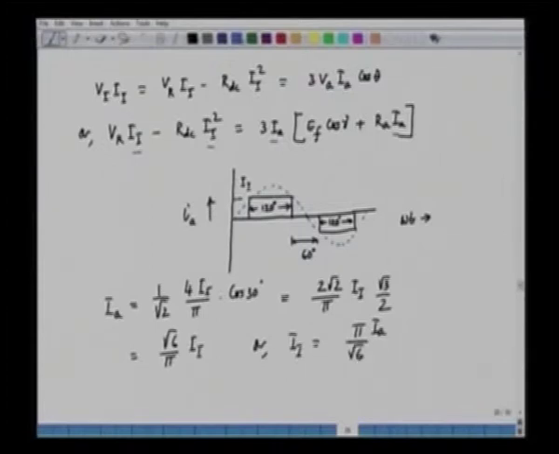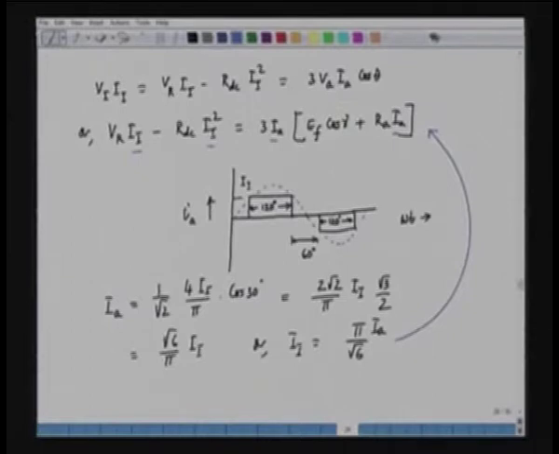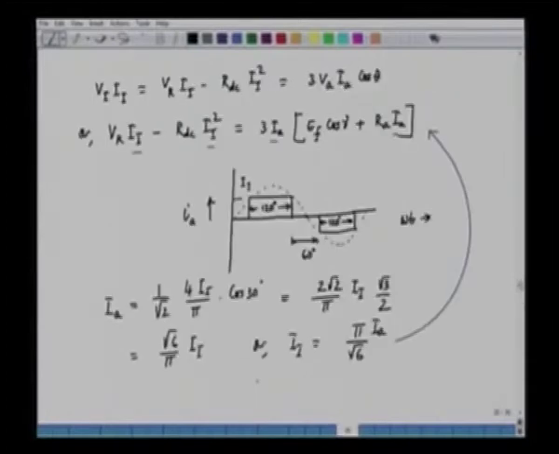So, we can substitute this in this equation. In this equation, we take the values of II and replace them by pi by root 6 into IA, and find the final equation. So, we have VR into pi by root 6 into IA, where we have replaced II by pi by root 6 into IA, minus RDC II square. So, II is pi by root 6 into IA, and we have here pi square by 6 into IA square, that is equal to 3 IA. Here we do not have to replace, it is already in IA, EF into cos gamma plus IA into the resistance, and the resistance here is RA.